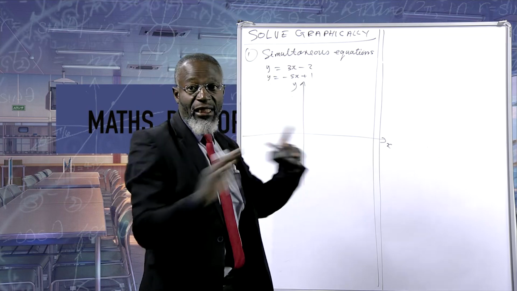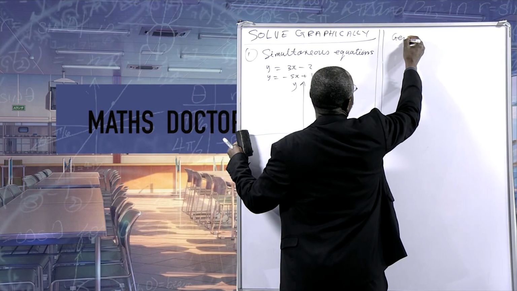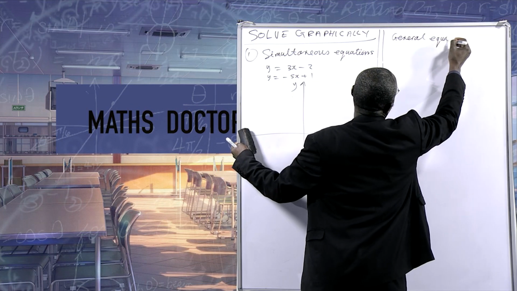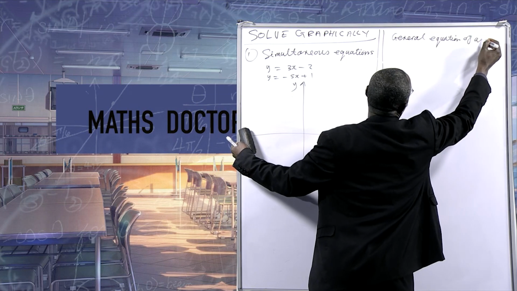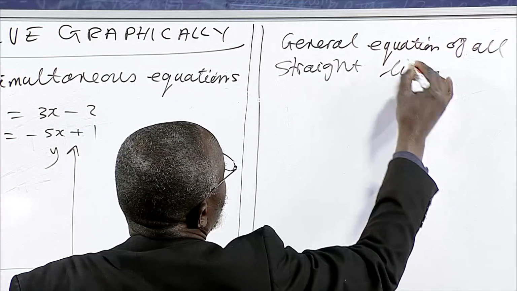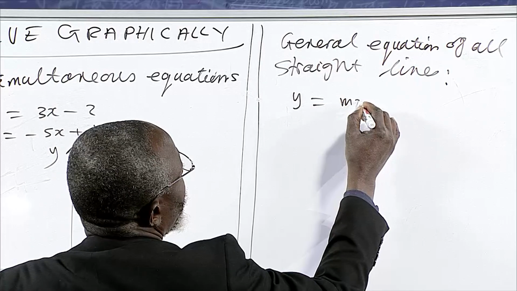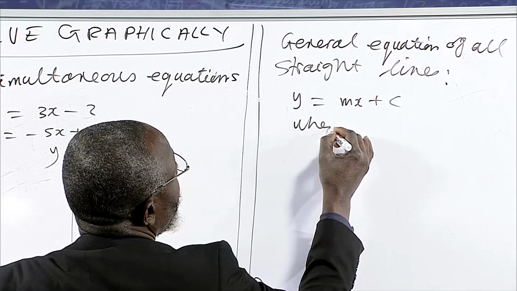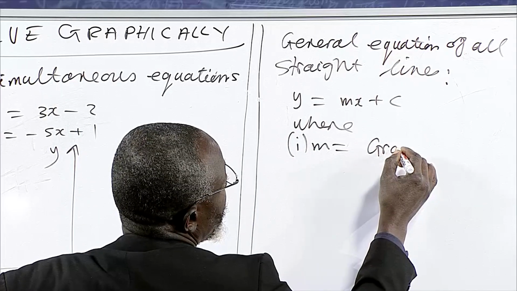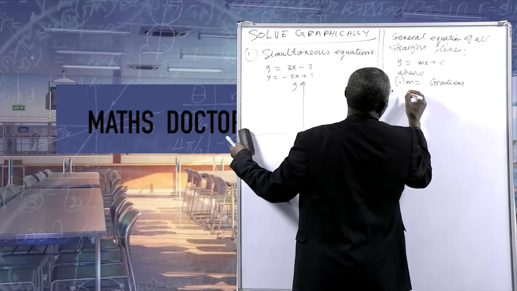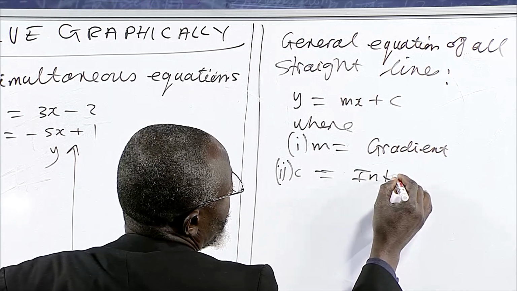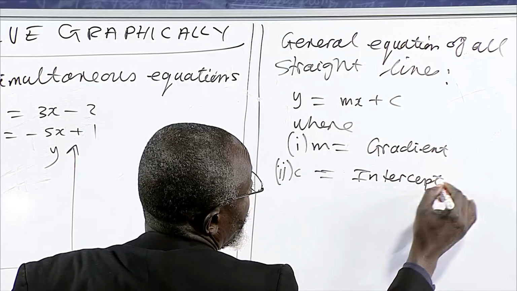When you're drawing any straight line graph, the general equation of all straight lines, which we have already stated before, is y is equal to mx plus c, where m is the gradient, and c is the intercept.